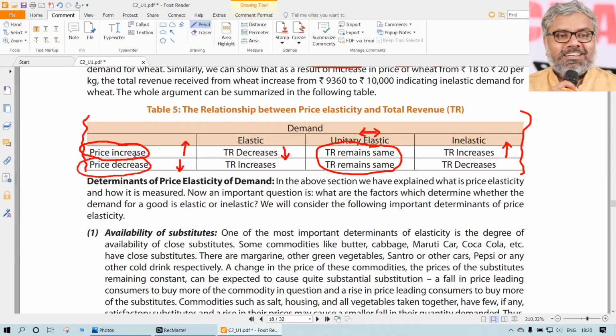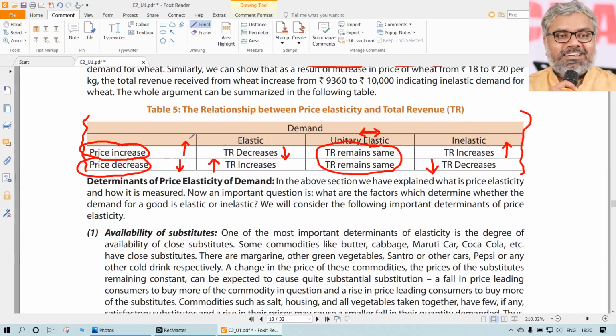In the same way, when the price decreases, unitary elastic will not have any impact. When the price decreases, for the elastic product, the total revenue increases, because these two are once again opposite with each other. If this decreases, this has to increase. Here, both are in the same direction. If that decreases, this total revenue also should decrease. So price decreased, total revenue also decreased if the product is inelastic.